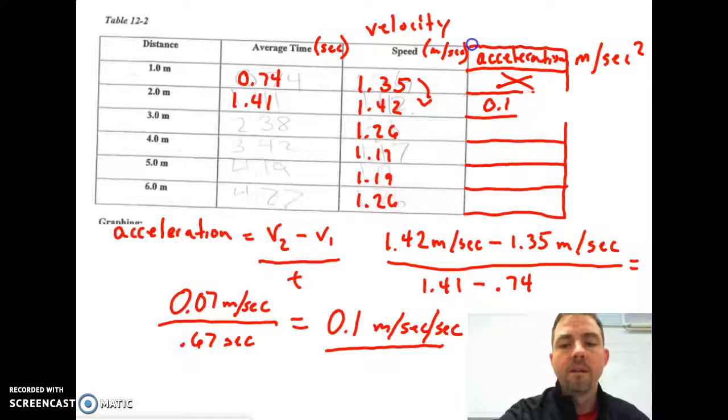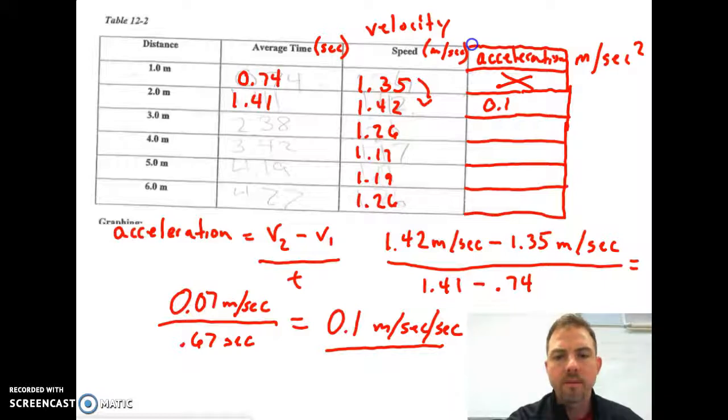Okay? So that is how you find acceleration. Not easy, and we're going to do some examples on the board, but you can reference this video to remind you how to do this. And again, that's how you find acceleration.